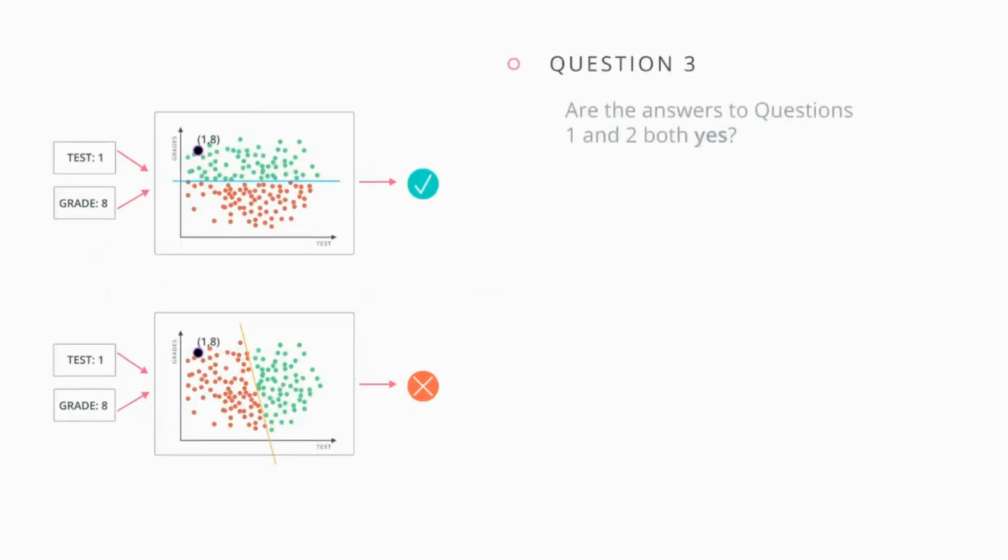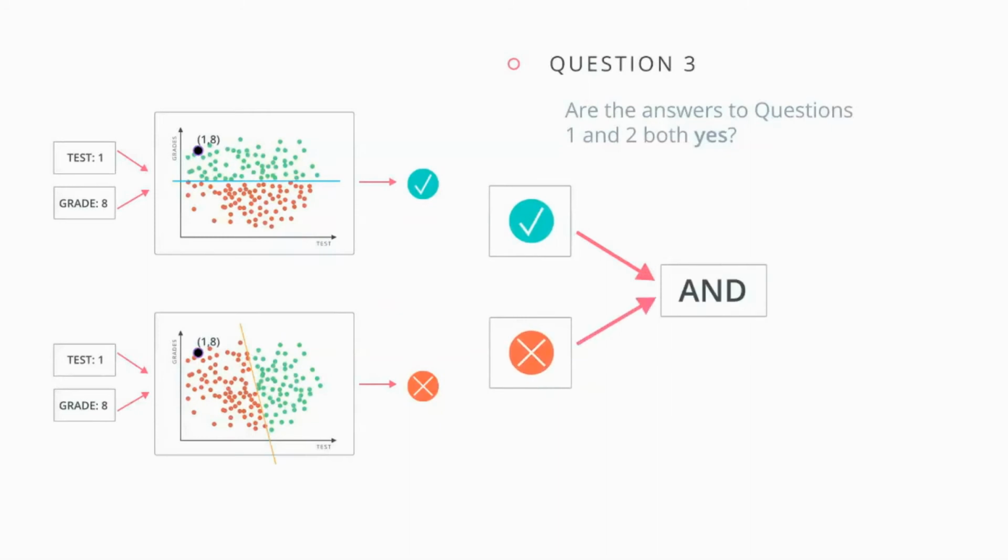Now the third question: are the answers to questions 1 and 2 both yes? We'll just take as inputs the answers to the 2 previous questions and return a yes if the 2 answers are yes and a no otherwise. This is known in logic as the AND operator.